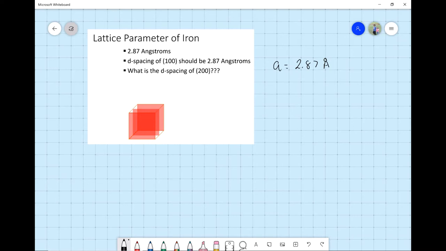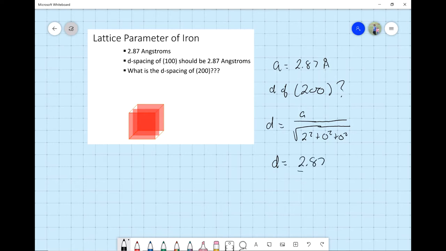So what's d of 200? And so this is the family of planes. We could also do 020 or 002. It'd work out the same mathematically. d equals a over the square root of 2 squared plus 0 squared plus 0 squared. And hopefully you can read the writing. d now equals, I should have put 2.87 in the first place, over the square root of 4. And so d equals 2.87 over 2. So this is supposed to be a 4. You didn't see it well because of my poor writing.